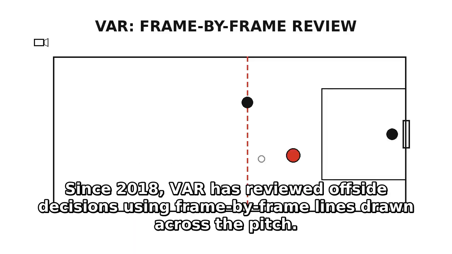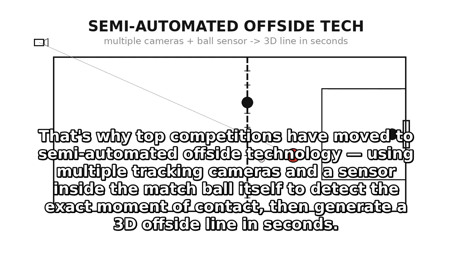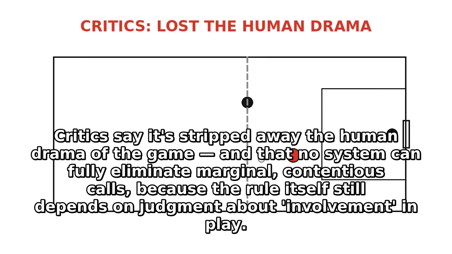Since 2018, VAR has reviewed offside decisions using frame-by-frame lines drawn across the pitch. But critics argued these lines were often based on a single camera angle and a subjective moment of the kick. That's why top competitions have moved to semi-automated offside technology, using multiple tracking cameras and a sensor inside the match ball itself to detect the exact moment of contact, then generate a 3D offside line in seconds. Supporters say it's more accurate. Critics say it's stripped away the human drama of the game, and that no system can fully eliminate marginal, contentious calls, because the rule itself still depends on judgment about involvement in play.